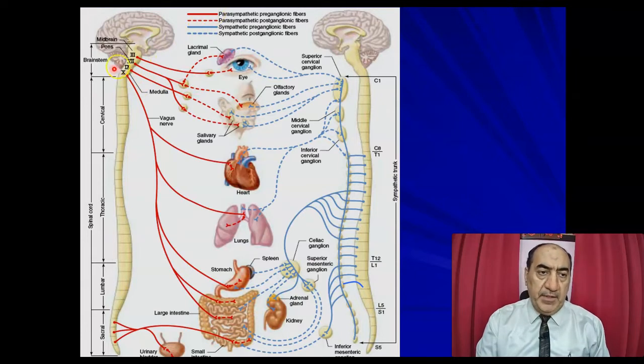As we said, parasympathetic is craniosacral. Cranio means cranial nerves 3, 7, 9, and 10, and sacral means the middle three sacral segments. And the sympathetic nervous system is thoracic and upper three lumbar, thoracolumbar. This is sympathetic, and that is parasympathetic.